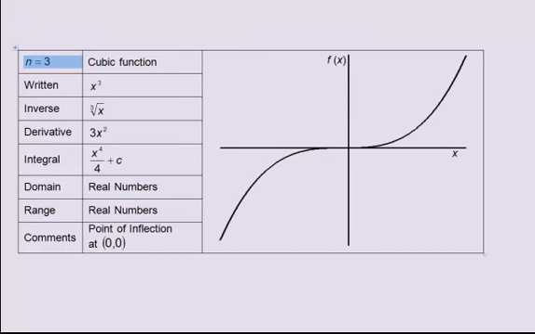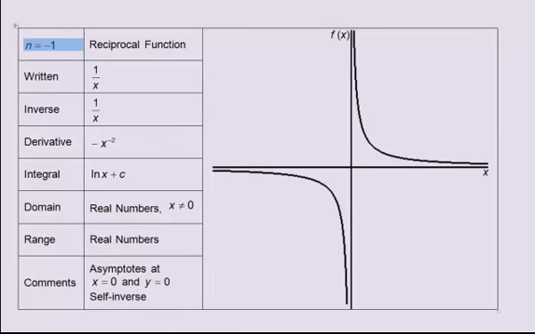When n is equal to 3, cubic function. Written, x cubed. Inverse, the cube root of x. Derivative, 3x squared. Integral, x to the power 4 over 4 plus c. Domain, the real numbers. Range, the real numbers. Comments, point of inflection at 0, 0.